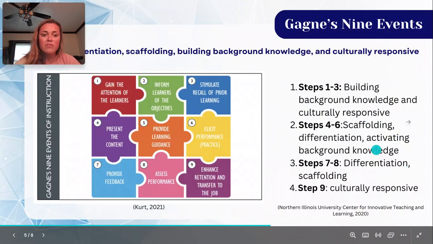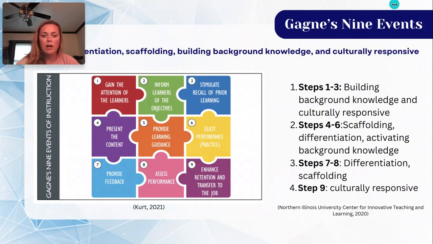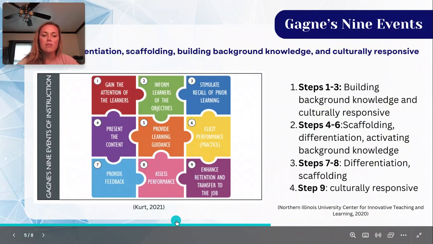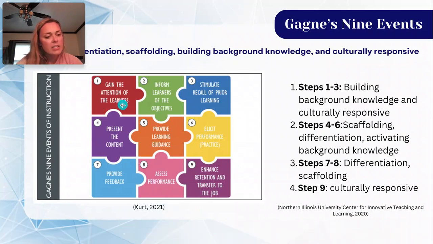So when we look at the first model out of the two, this is the 9-step process that Gagne had created. And the first 3 steps are gaining the attention of our learners, informing our learners of the objectives, and then stimulating recall of prior knowledge.